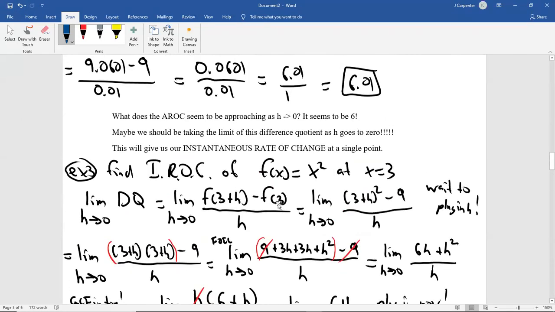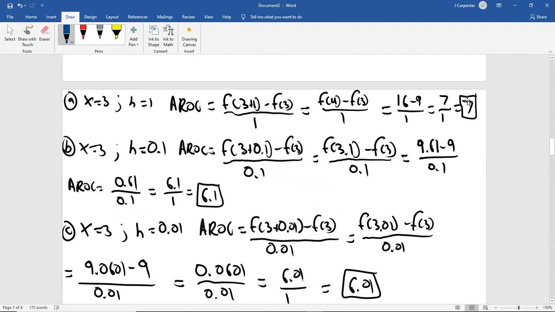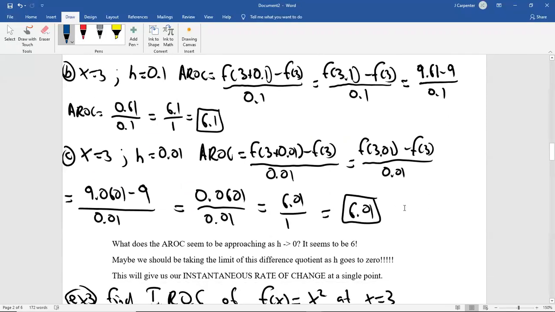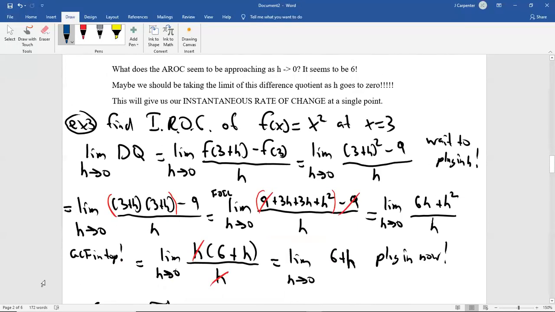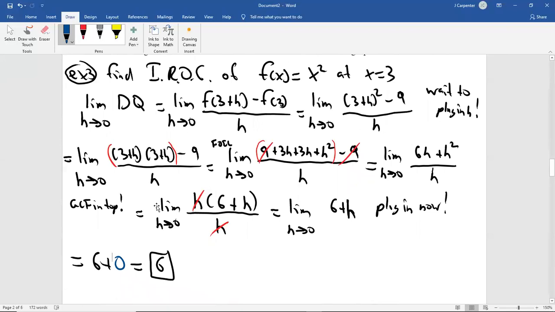Now before, we thought that it was approaching 6. It went with a mediocrely large h, it was 7, then 6.1, 6.01, the next would have been 6.001. So this confirms that. If you somehow manage to plug in 0.00000000000 with infinitely many zeros, you'd get 6. So that says the slope at x equals 3 is 6.